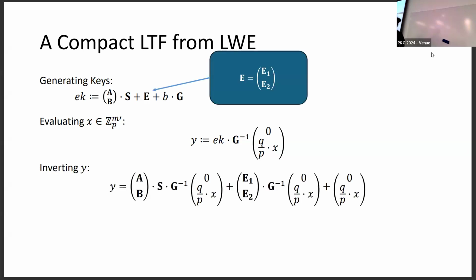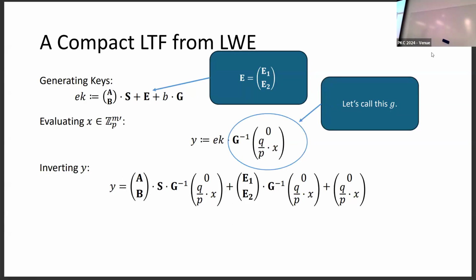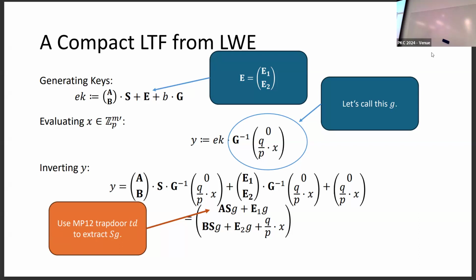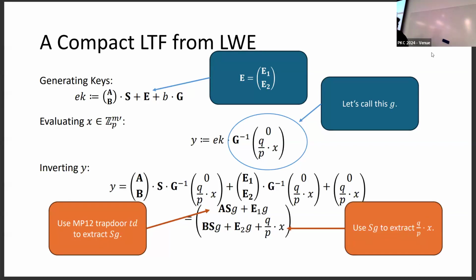And if you want to invert it, we do the following. Now this is ugly. I'm going to decompose my error, my noise matrix here, into two parts. Y basically looks like this. It has this formula here. You can write it out. Now let me call this part here vector G. And then you can see this actually simplifies to this form here. And that's nice because you can use the trapdoor to extract S G. And if you know S G, then you can also recover the second part here. You can combine it with B to get back all the information. That's how inversion works. All right.